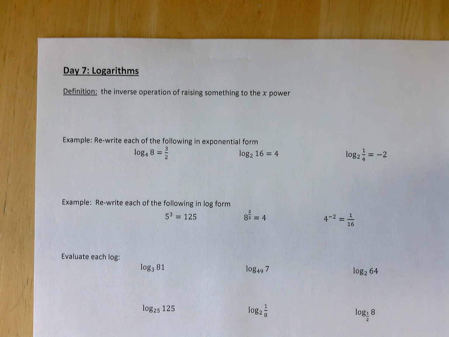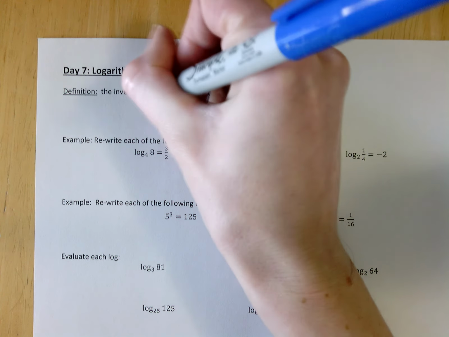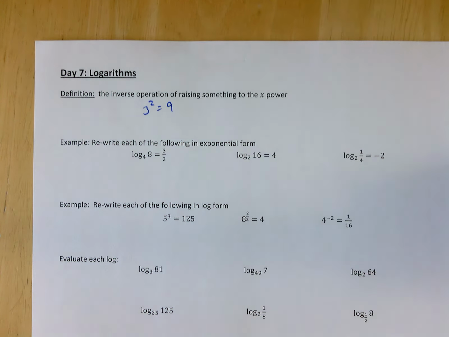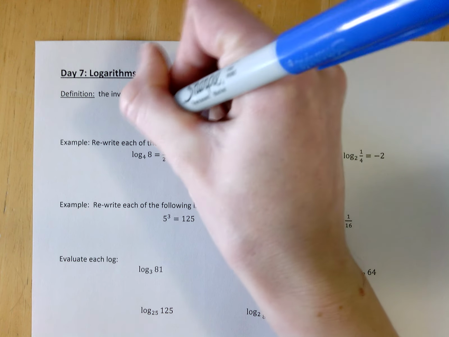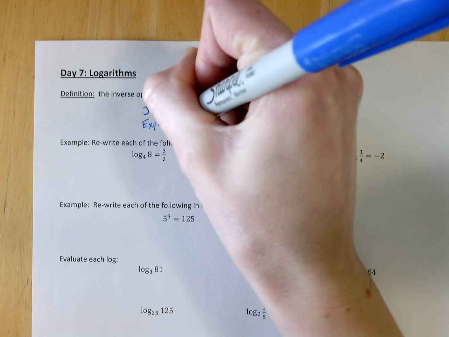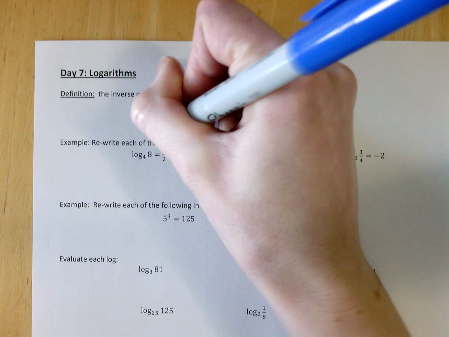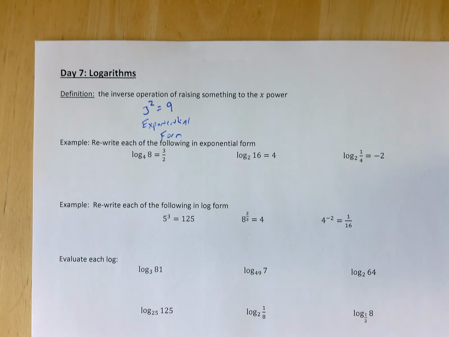Now, first of all, we need to take a look at the general format of what a logarithm looks like. So let's use as an example a pretty easy statement. So 3 squared equals 9. We all agree that that's true. This is what we would call exponential form, okay, because it's got an exponent in it.